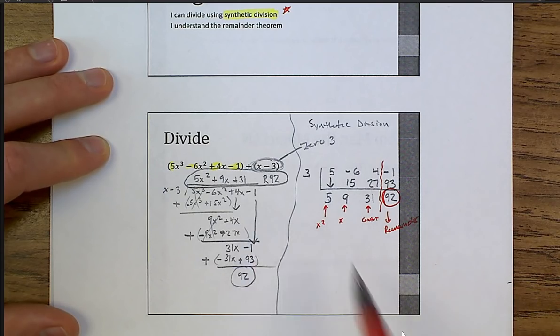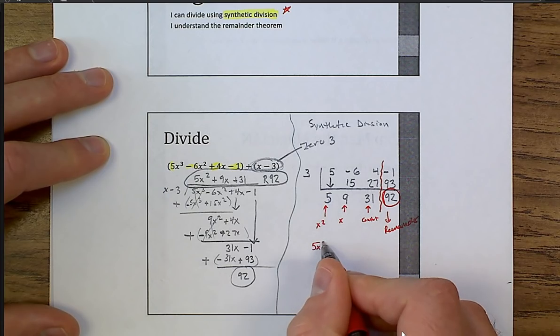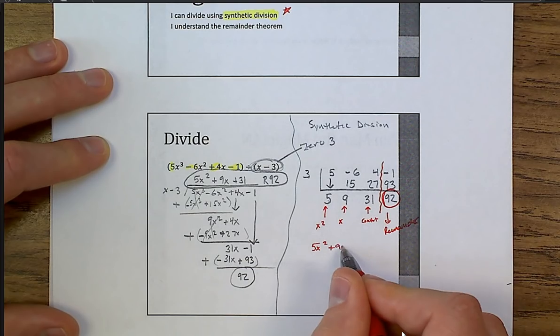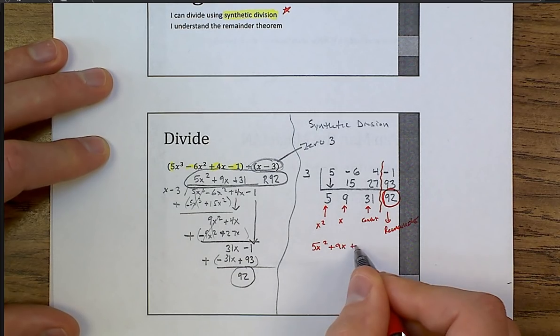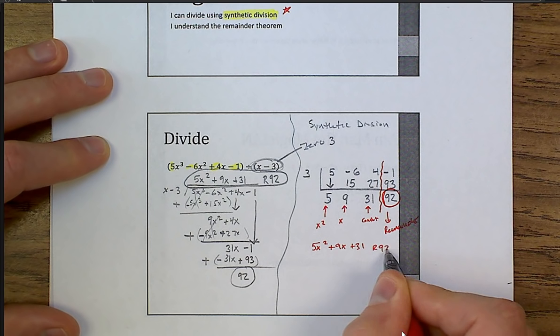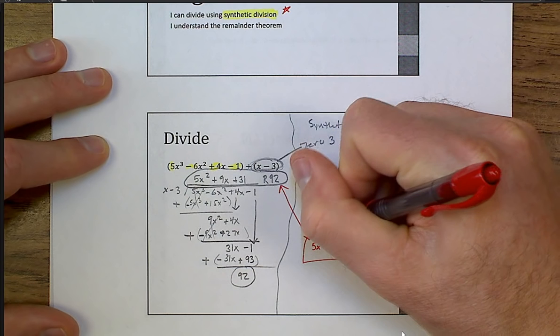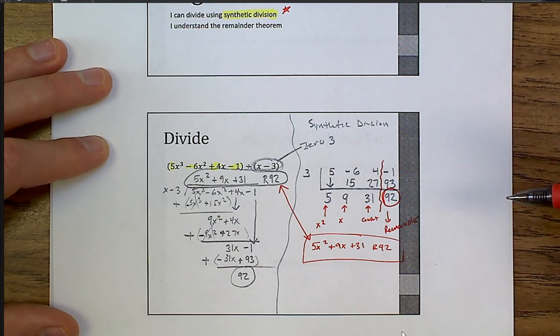And so this just becomes 5x squared, because these represent your coefficients. This would be plus 9x. This would be your constant, so just plus 31 with a remainder of 92. And you can see that you have the same exact answer using long division as you did with synthetic division. It's going to take you some practice. You may need to watch this video again.